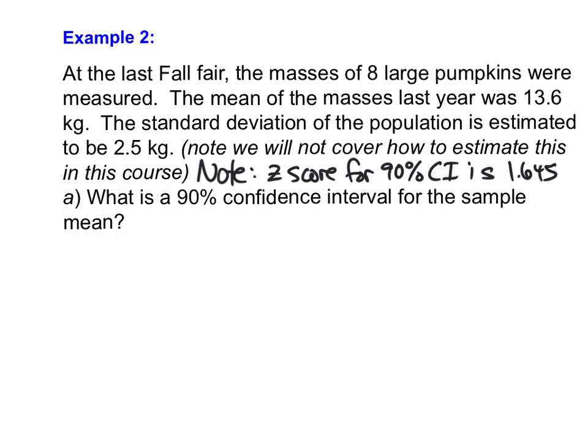So like I said, the math in this course is not hard. We're going to take our sample average, and then subtract the Z score multiplied by the standard deviation divided by the square root of the sample size. And that gives us our lower confidence limit, and then our upper confidence limit is the average plus the Z score times the standard deviation divided by the square root of the sample size.